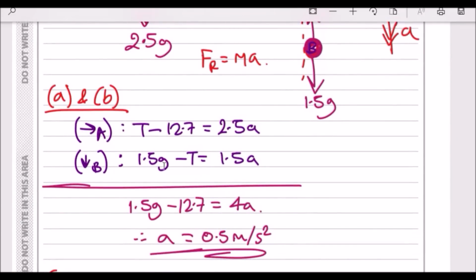We don't care about the tension, which is alright, I guess. And to find this, it's just simple simultaneous equations. What I did is that I decided to just add both equations together, because if you add them, the T values cancel out, because T minus T is 0.